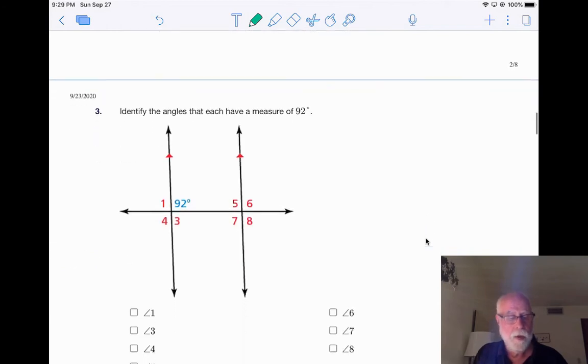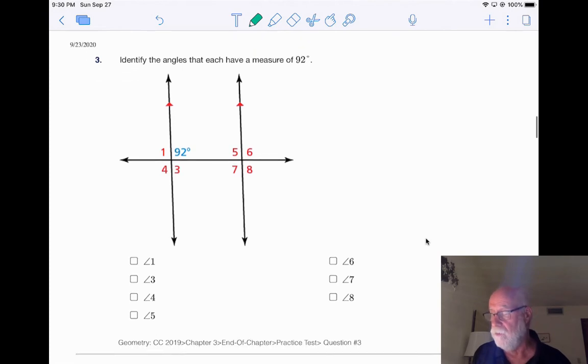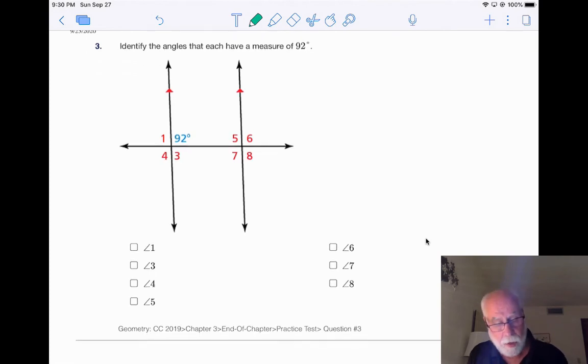Okay. Identify the angles that each have a measure of 92 degrees. All right. So in that one there, okay. Again, start looking at C, Z, and F and alternate interior angles, for example. So we know that 92 is. If you look here, we have a Z pattern here. So we know that 7 has to be.